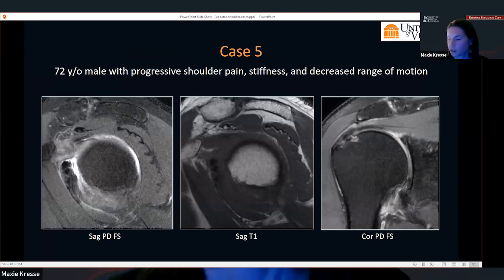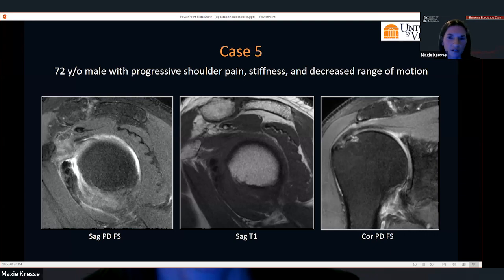Okay. Case number 5 is a 72-year-old male with progressive shoulder pain, stiffness, and decreased range of motion. Anybody have any thoughts here? I'm giving you sagittal proton density fat saturation, sagittal T1, and coronal proton density fat saturation.